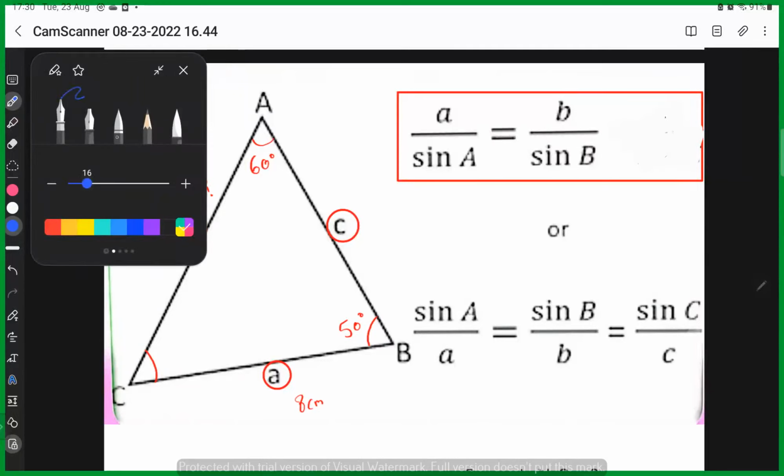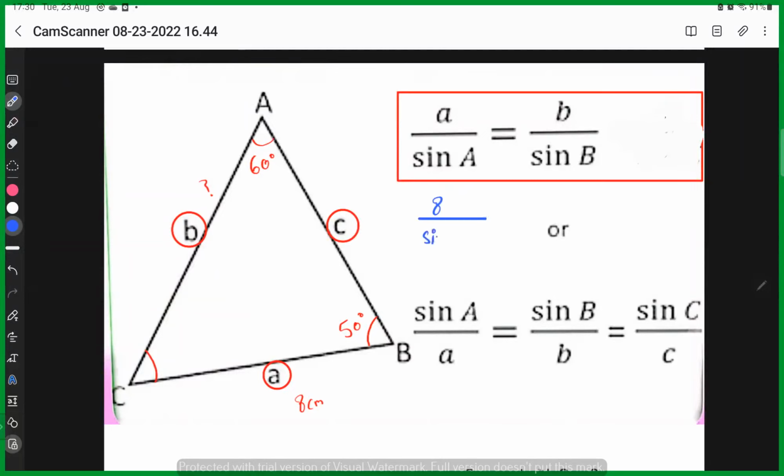Small a was 8 centimeters divided by sine of A, that is 60 degrees. This is equal to small b. Small b is unknown. I'll write b divided by sine of B, and the angle at B was 50 degrees. I need to cross multiply. We know that already. We have studied fractions. So 8 multiplied by sine 50 divided by sine 60, and now your calculator is going to do everything for you. So turn on your calculators with me.